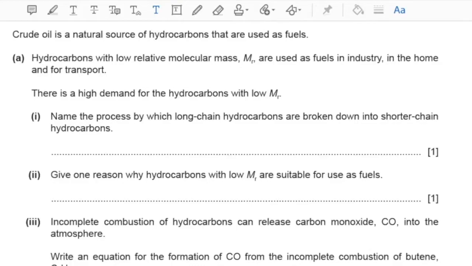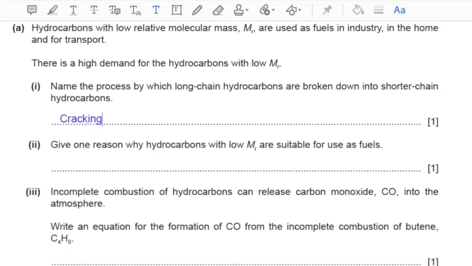Question number 3. Crude oil is a natural source of hydrocarbons that are used as fuels. Part A. Hydrocarbons with low relative molecular mass are used as fuels in industry, in the home, and for transport. There is a high demand for the hydrocarbons with low molecular mass. Part 1. Name the process by which long-chain hydrocarbons are broken down into shorter-chain hydrocarbons, and that process is called cracking, through which smaller hydrocarbons are taken from larger hydrocarbon chains.